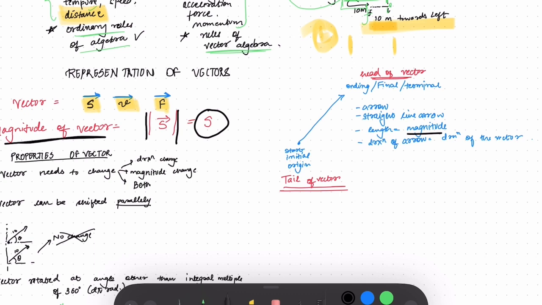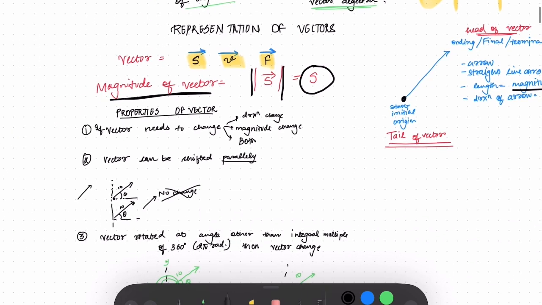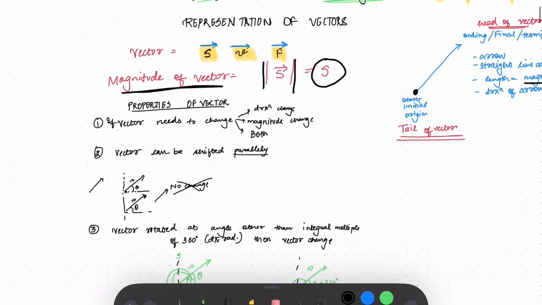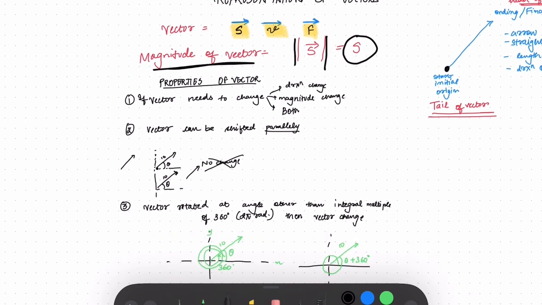It is going to have a start, initial or origin point, and it is going to end with the arrowhead, the ending, final or terminal point. This is a graphical representation of a vector quantity. Now we're going to read some properties of the vector quantity, which is very important for you, because this is going to help you solve the questions.